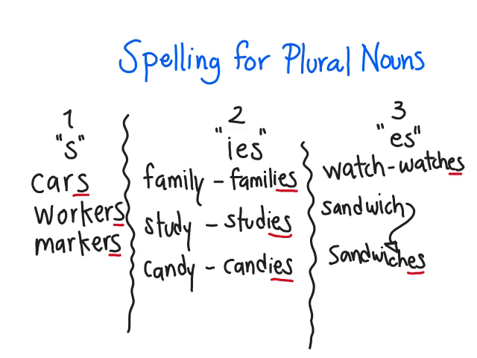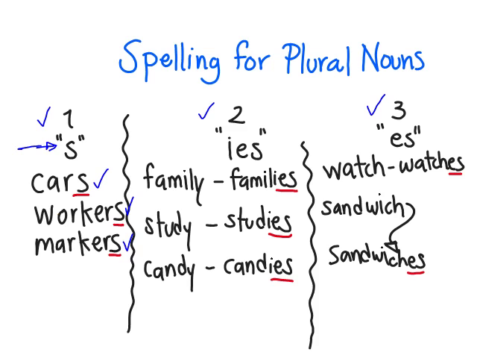Now, spelling is very important when we write plural nouns, and it changes in some cases. We have 3 rules. Rule number 1, rule number 2, and rule number 3. Rule number 1 is very simple. We only add an S. We have car, cars. Work, worker, workers. Marker, markers. Make sure to emphasize the S when you pronounce it. It is extremely important for your good English.